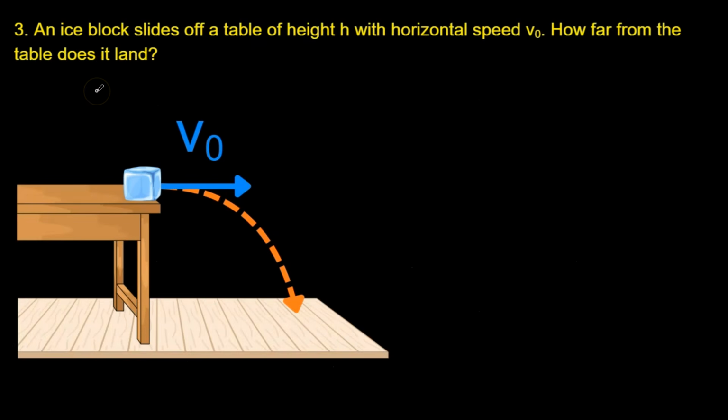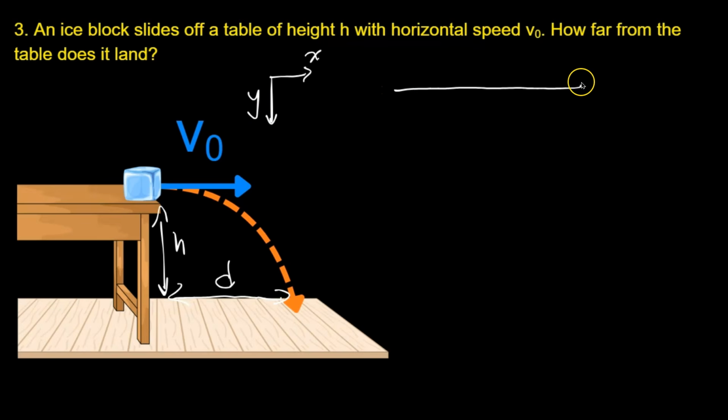Question 3 is a horizontally launched projectile motion problem. An ice block slides off a table of height h with horizontal speed v naught. How far from the table does it land? This is going to be our height h, and what we're looking for is this horizontal distance, which we'll call d. To solve these problems, it's important to define your positive direction, and I'm going to make right positive x and down positive y. The next thing that's helpful is to create a variables chart.